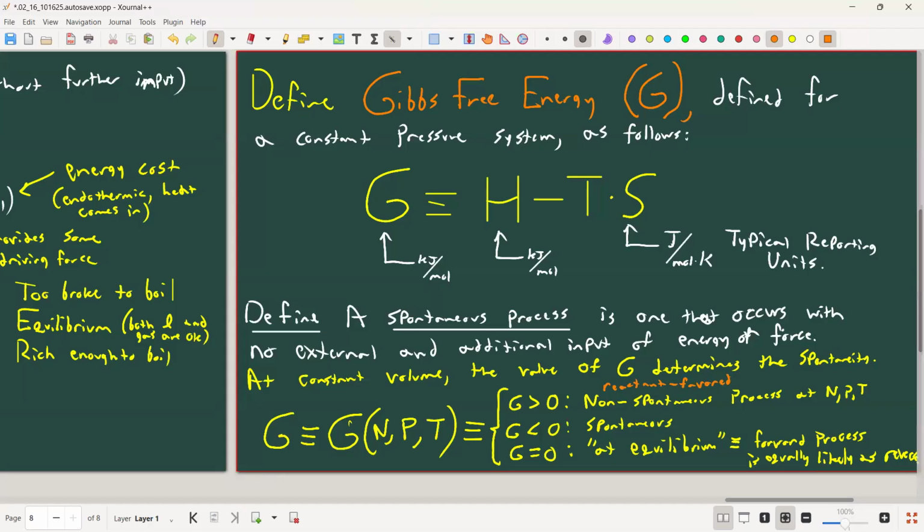Means that in a chemical reaction at equilibrium, it prefers to be predominantly reactants, not products. And when delta G is less than 0, we call this product favored.